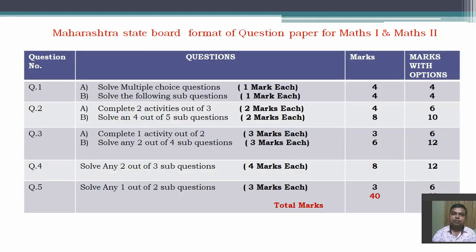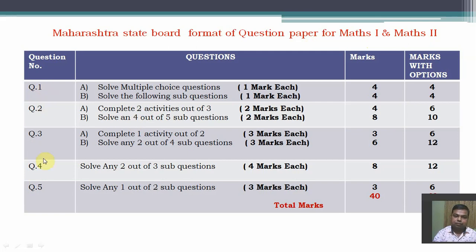Now we will see Maharashtra State Board format of question paper for Math 1 and Math 2 for your board exam. How board exam paper will be there for Mathematics Part 1 and Mathematics Part 2. There is the same question paper format for both Mathematics Part 1 and Mathematics Part 2.